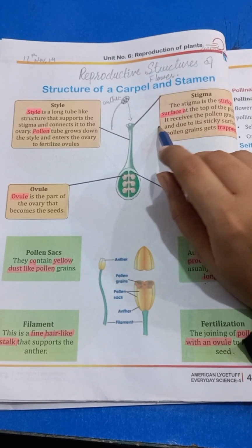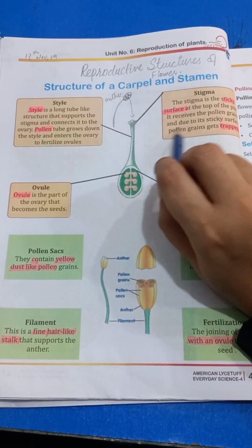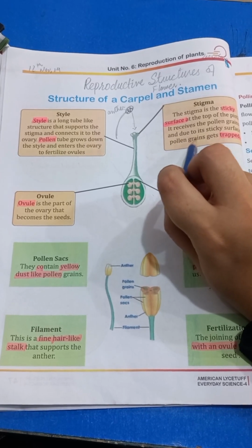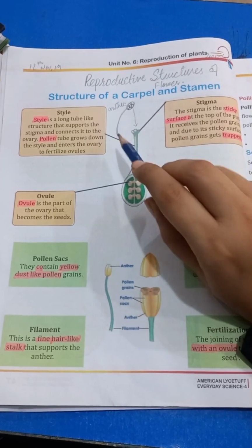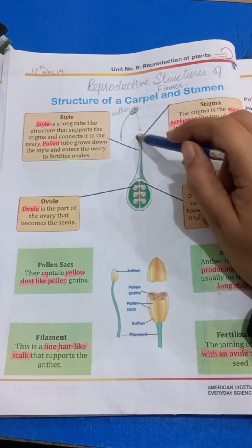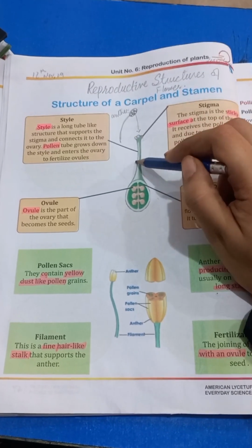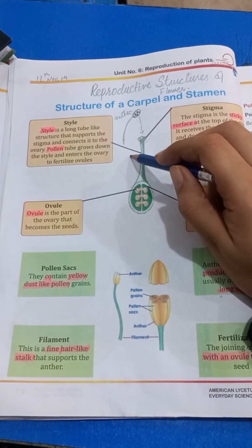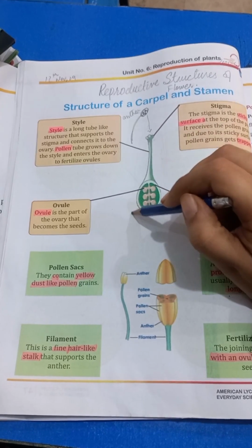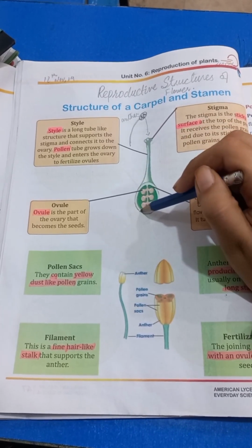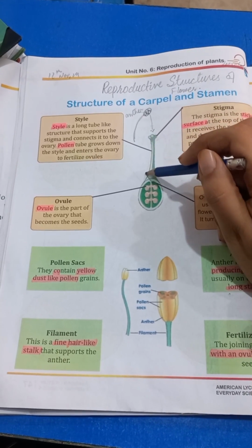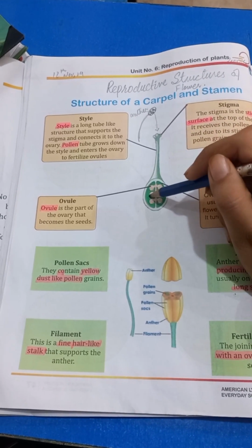What is the stigma? The stigma is the sticky surface at the top of the pistil. It receives the pollen grains, and due to its sticky surface, pollen grains get trapped. Because it is sticky, when pollen comes from the anther, it gets trapped in the stigma and then goes to the style. The style is a long tube-like structure that supports the stigma and is connected to the ovary. The style connects the stigma to the ovary. Here the pollen tube forms, and it goes down the style and enters the ovary.